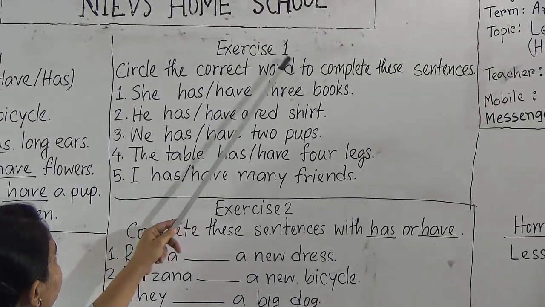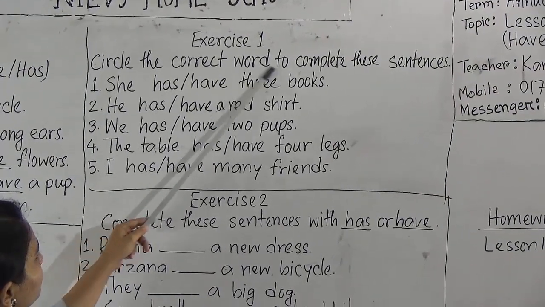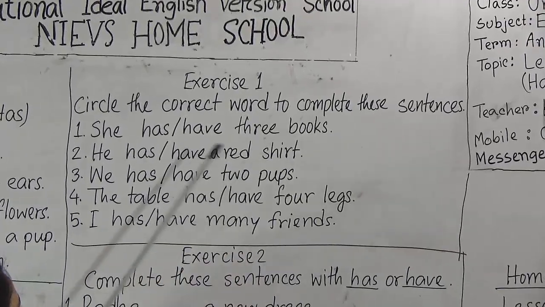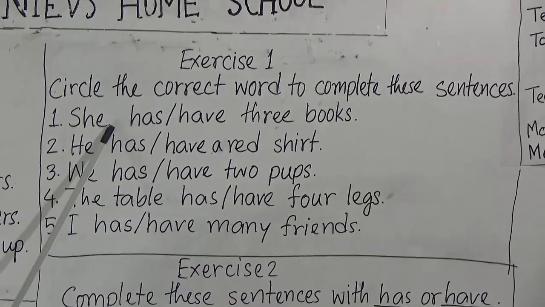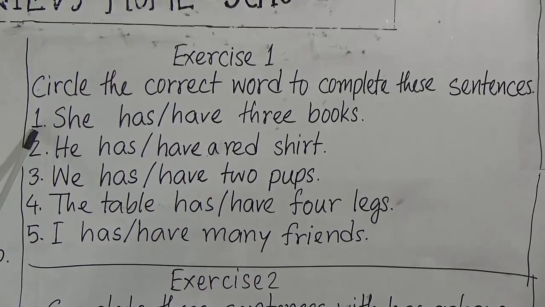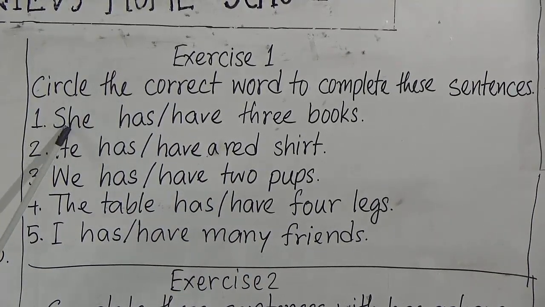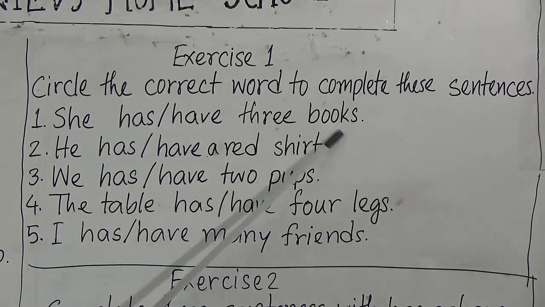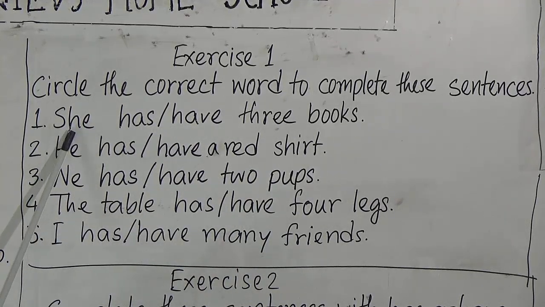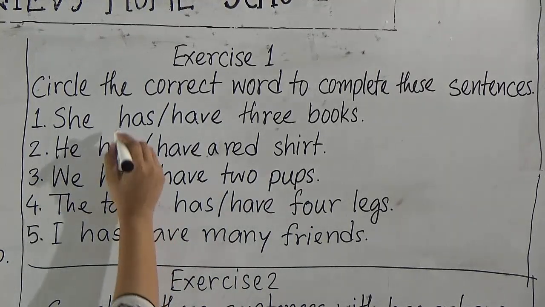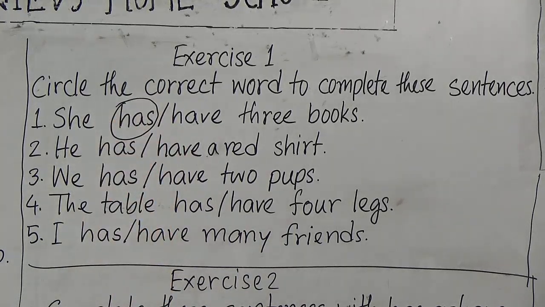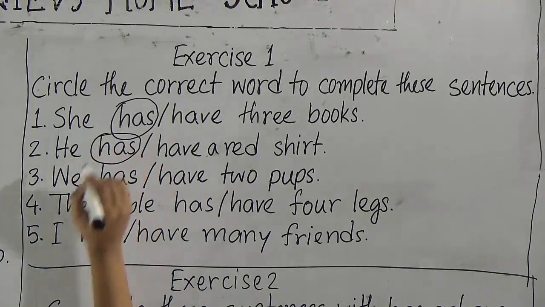Exercise number 1. Circle the correct word to complete these sentences. So now we will choose the right word and complete these sentences. Let's read. Number 1. She has or have 3 books. So she, that means we are talking about only one person. So we will circle has. Now look, he has or have a red shirt. Now he, that means one person. So we will circle has.